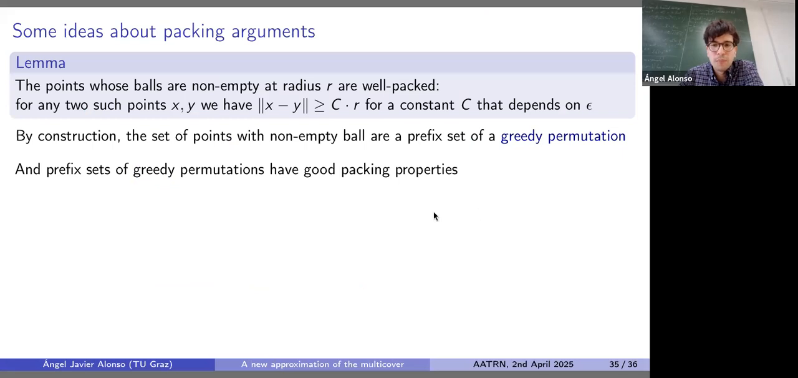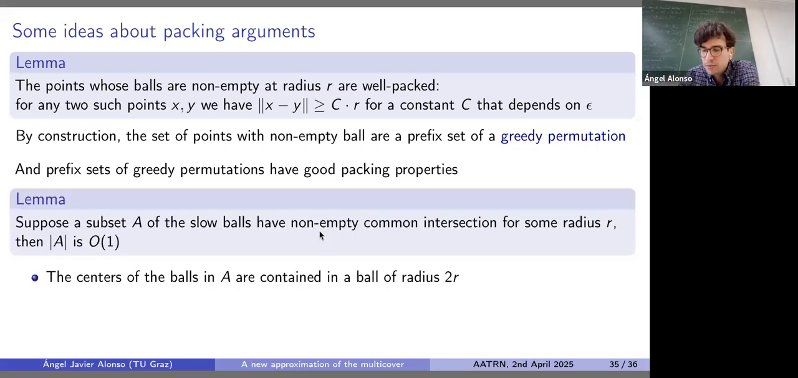We are going to slow balls according to these prefix sets. And well, then we have seen that the size of these complexes depends on how much all these balls intersect. And there is a lemma that says, well, if these slow balls intersect for some radius, then at most a constant number of balls are going to intersect at a given time. And this is what eventually gives us the small size, the linear size.